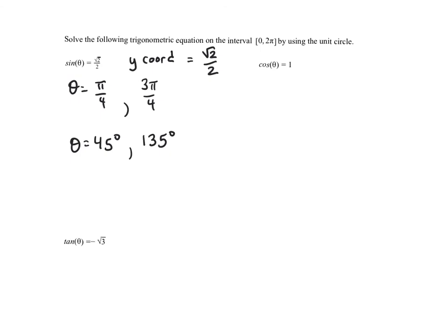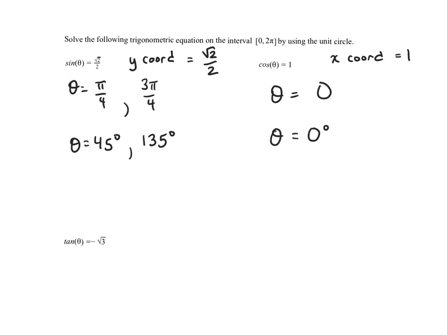So cosine is a little trickier. Cosine is the x-coordinate, so we're looking for an x-coordinate of 1. Now, in this case, I say it's trickier because this only happens at one spot. And that spot is going to be at 0 degrees. Because remember, there's only one spot that has an x-coordinate of 1. That's at 0 degrees or 0 radians.